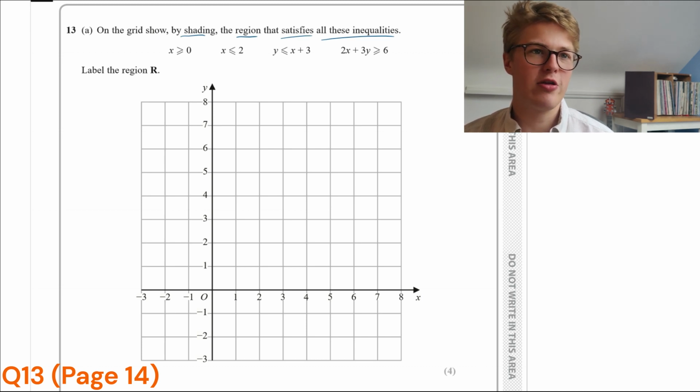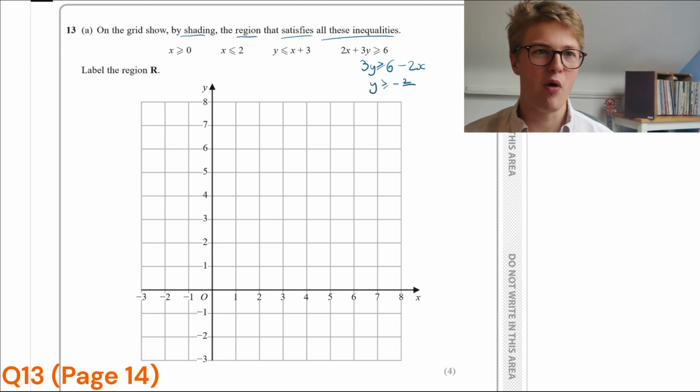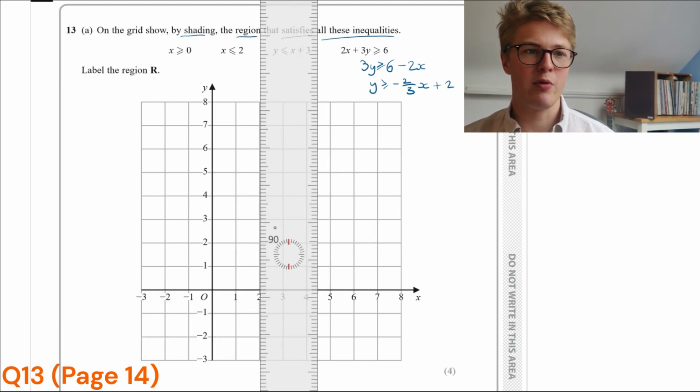So I'm going to rearrange this so I have an equation for y equals mx plus c. So we subtract 2x from both sides and we get 3y is greater than or equal to 6 minus 2x, and then we can divide everything by 3 to get y is greater than or equal to minus 2/3 x plus 2.